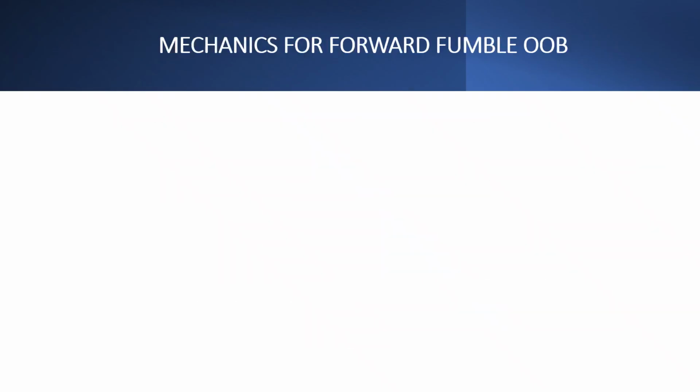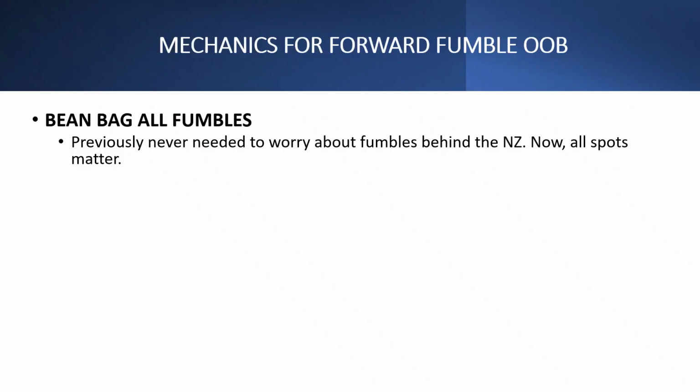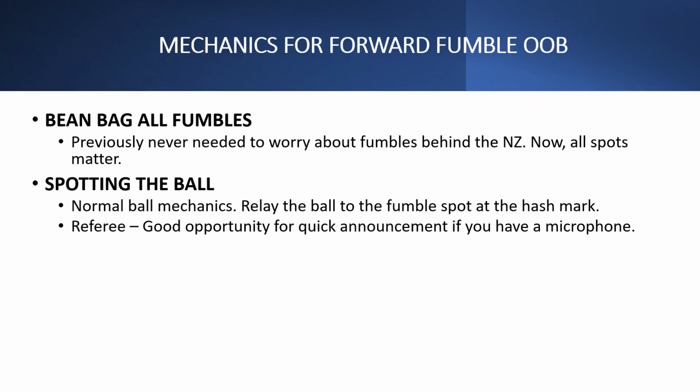Next, we'll discuss mechanics for officiating the forward fumble out of bounds. The first change this year is to beanbag all fumbles. In the past, we didn't need to worry about beanbagging a fumble behind the neutral zone because there was never a penalty enforcement for that spot. Now, there's still no penalty enforcement for such a spot, but the spot may be important because of the forward fumble out of bounds rule. The beanbag will give us a reference of where the fumble was.